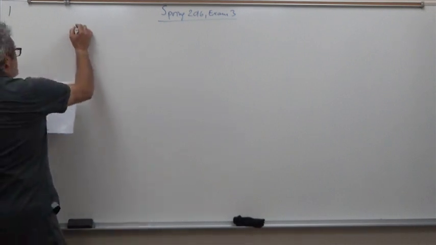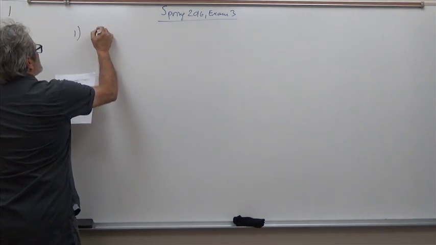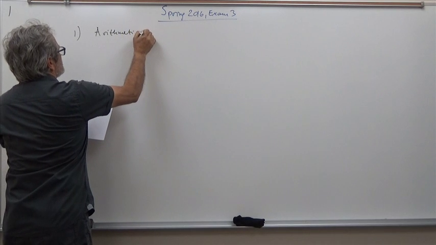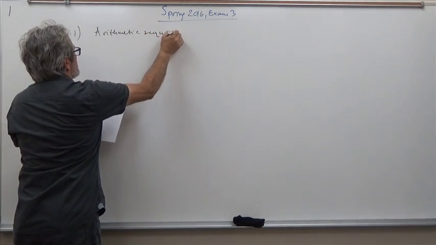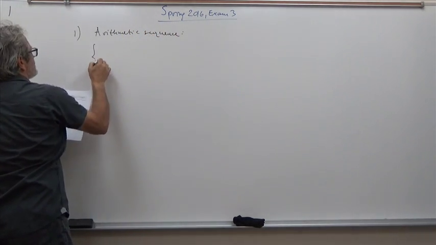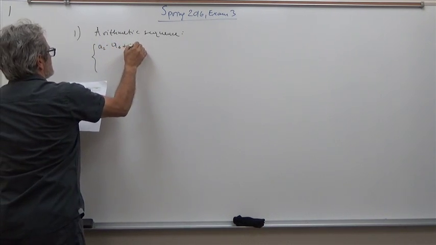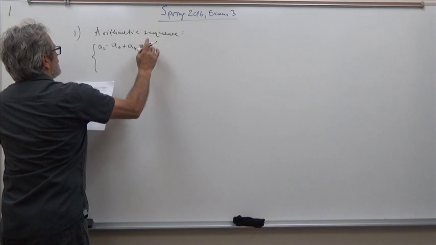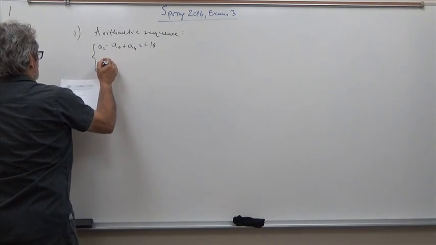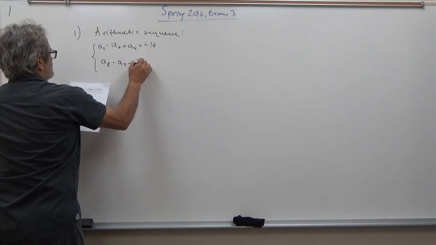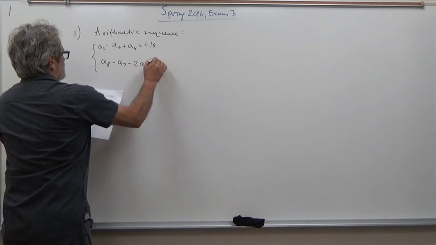From number 1, an arithmetic sequence, that's important, an arithmetic sequence satisfies the following conditions: A2 minus A6 plus A4 equals negative 14, A8 minus A7 minus 2A4 equals 0.